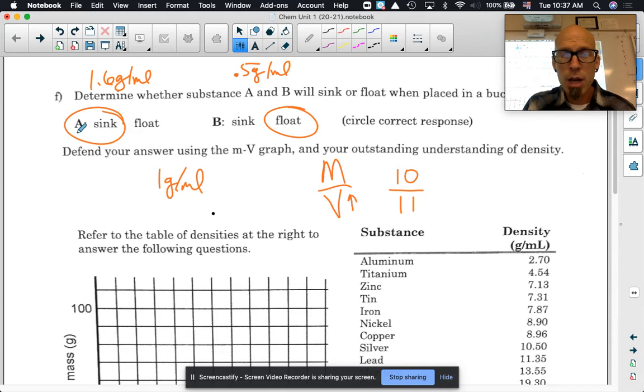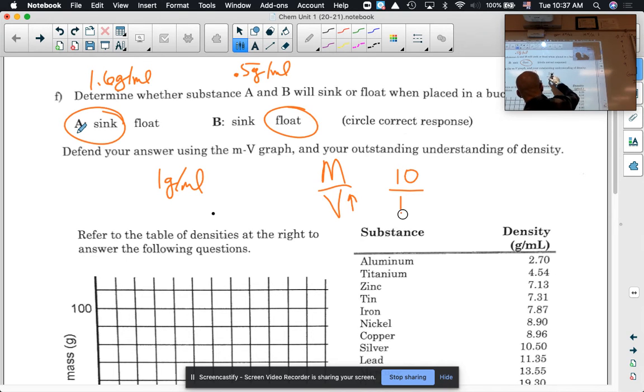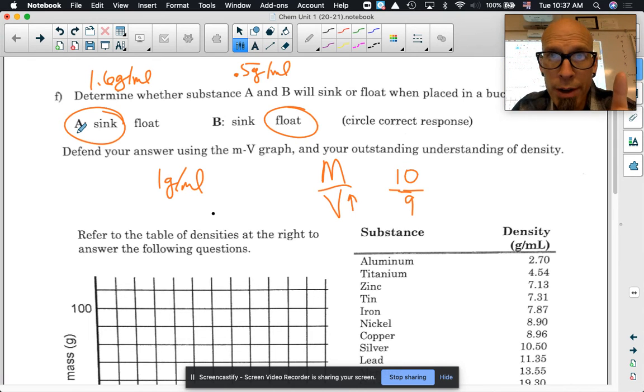I float. But what happens when I let all the air out of my lungs? My chest cavity shrinks. My volume goes down. It decreases, which means it's no longer 11. Now it's down to maybe 9. What's 10 divided by 9? More than 1, which means now I'm more dense than water and I will sink. So I can change my volume slightly with my lungs by expanding or contracting my chest cavity. I can change my volume enough to alter my density so that I can sink if I want, or I can float if I want. So we had that conversation in class as well.